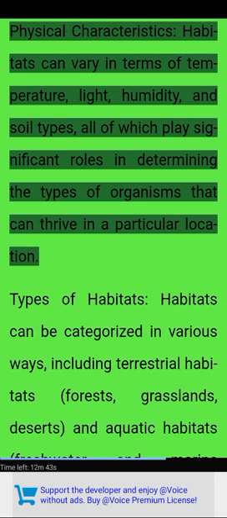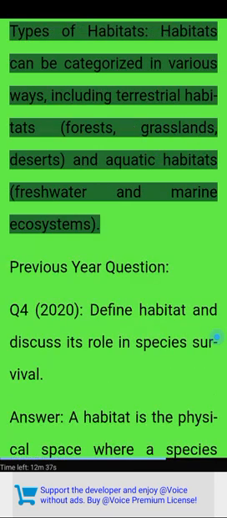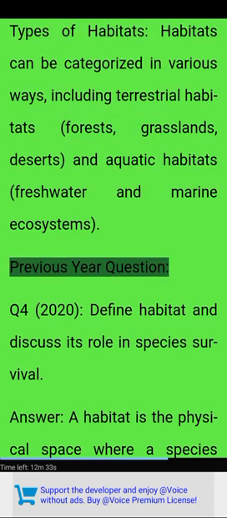Physical characteristics. Habitats can vary in terms of temperature, light, humidity, and soil types, all of which play significant roles in determining the types of organisms that can thrive in a particular location. Types of habitats. Habitats can be categorized in various ways, including terrestrial habitats, forests, grasslands, deserts, and aquatic habitats, freshwater and marine ecosystems. Previous year question.